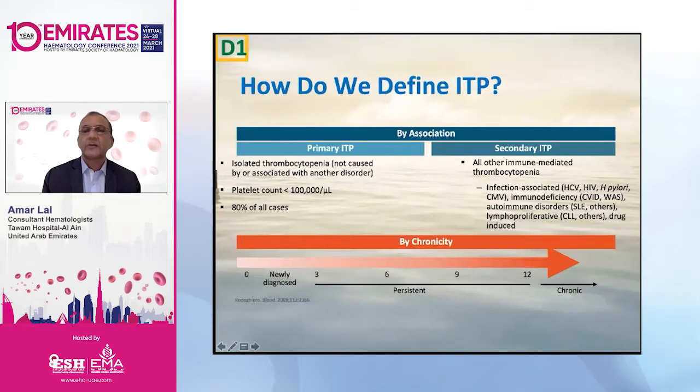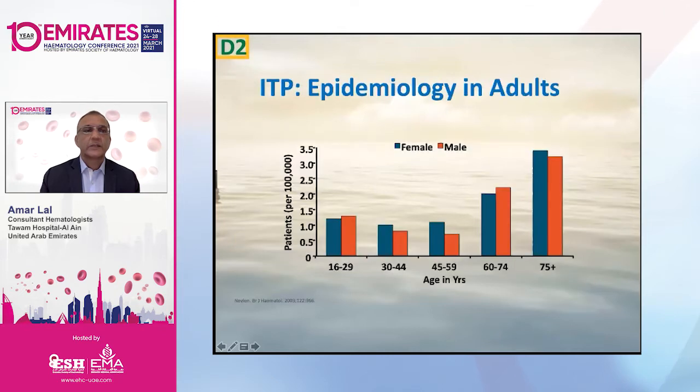Secondary ITP, if you have any association of the disease, like immune disease, SLE, RA, and other things, infective disease like HCV, HIV, and H. pylori, and infiltrative disease like lymphoproliferative disorder. Then by chronicity, 0 to 3 months, newly diagnosed; 3 to 12 months, we call it persistent ITP. After 12 months, we call it chronic ITP.